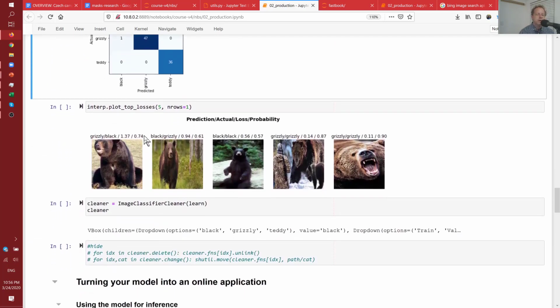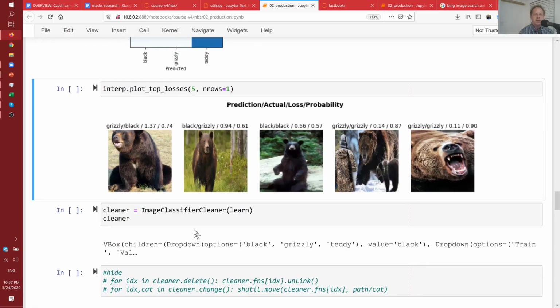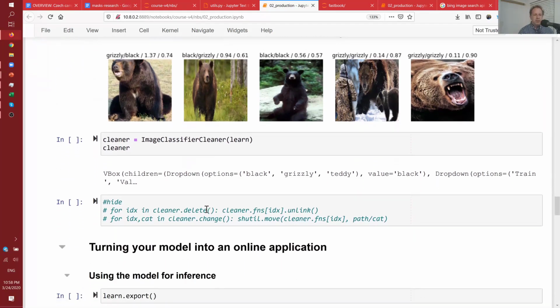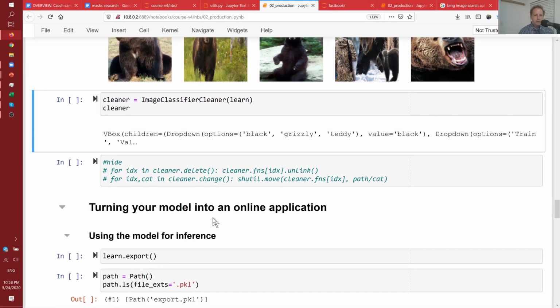A super useful method is plot top losses. And that'll actually show me what my errors actually look like. So this one here was predicted to be a grizzly bear, but the label was black bear. This one was predicted to be a black bear and the label was grizzly bear. These ones here are not actually wrong. This is predicted to be black and it's actually black. But the reason they appear in this is because these are the ones that the model was the least confident about. Okay, so we're going to look at image classifier cleaner next week.